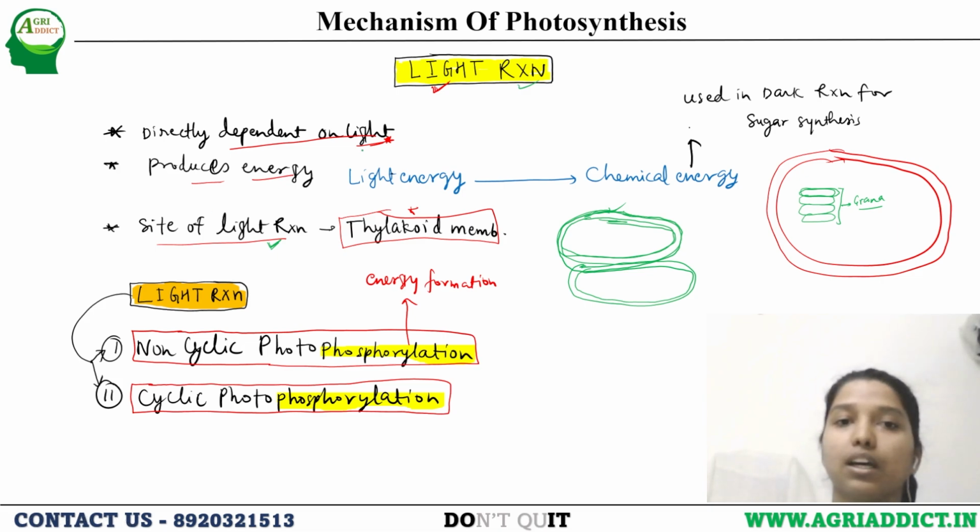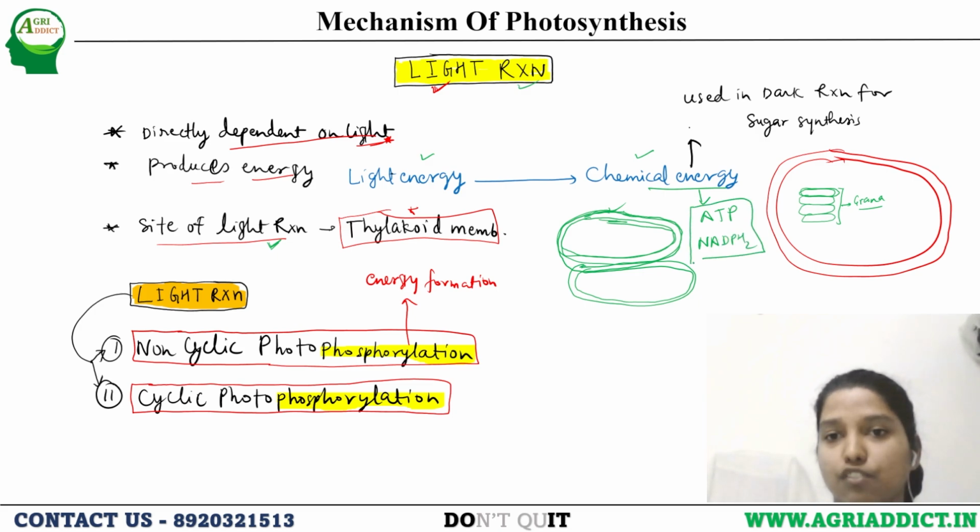Now, what happens in the light reaction is that light energy is getting converted into chemical energy. And this chemical energy which is being produced will be ATP and NADPH2. This is the energy produced in the light reaction, which will be utilized in the dark reaction for sugar synthesis. Sugar synthesis means glucose synthesis. So this is a basic intro of the light reaction.